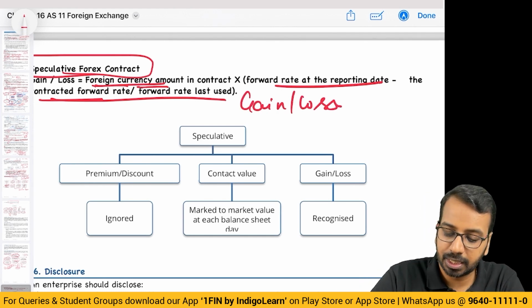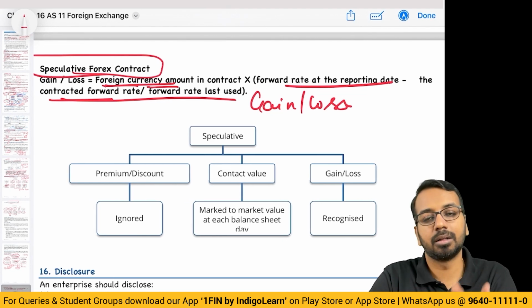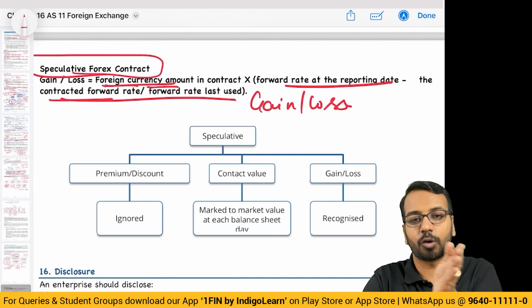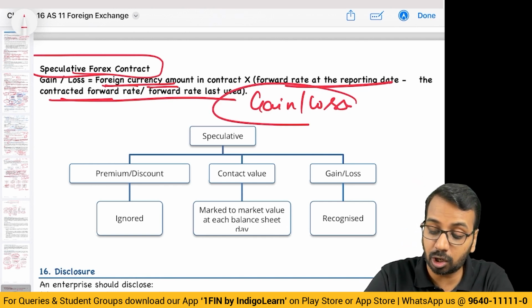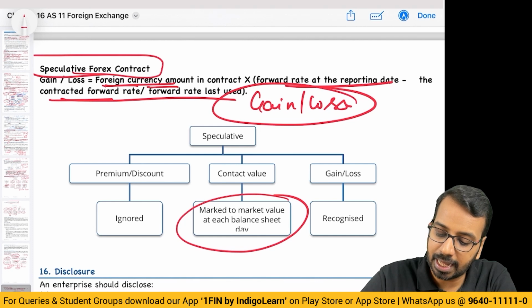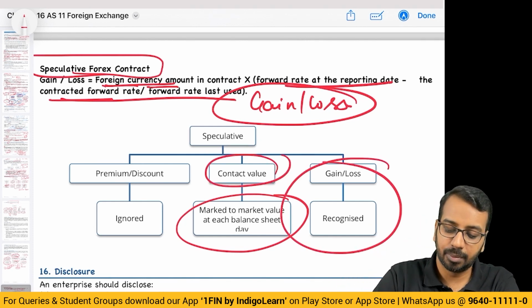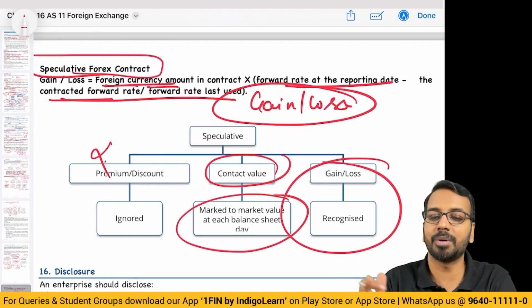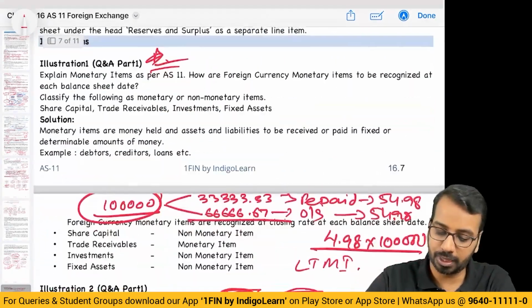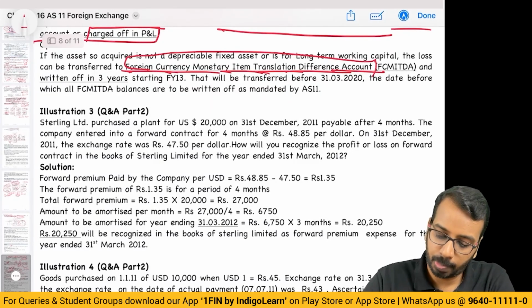For example, if I have entered into a forward contract to buy and the forward contract has moved, the gain or loss whatever arises will be mark to market and recognized in P&L. We will do an example and understand this. Premium and discount is ignored. So let us look at this example. This one.